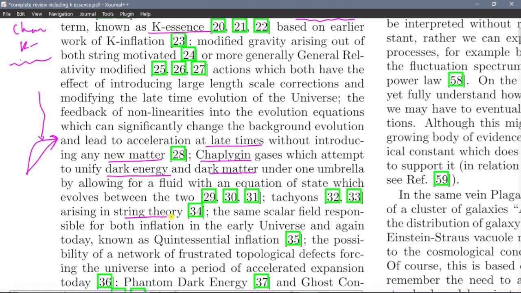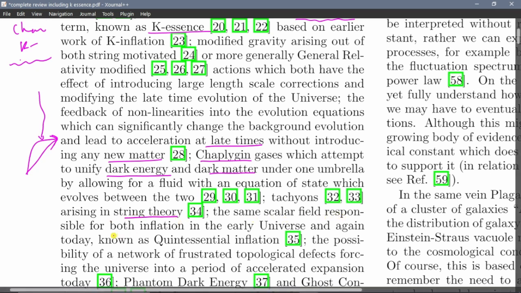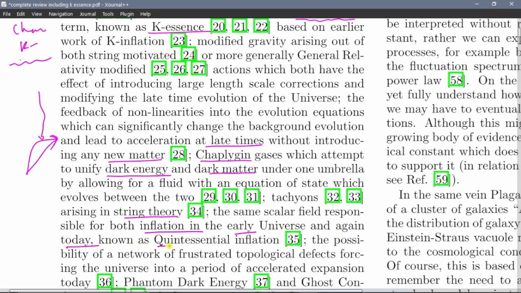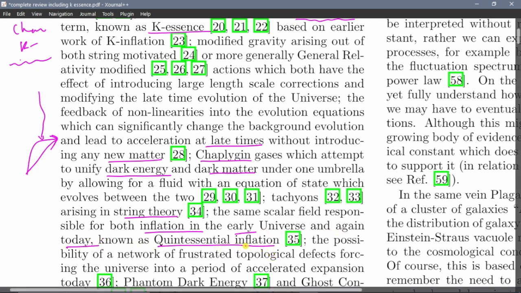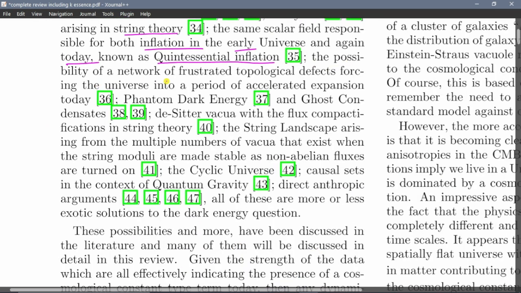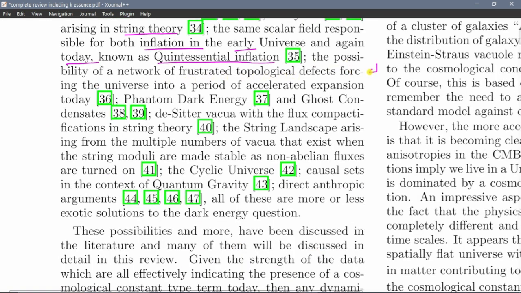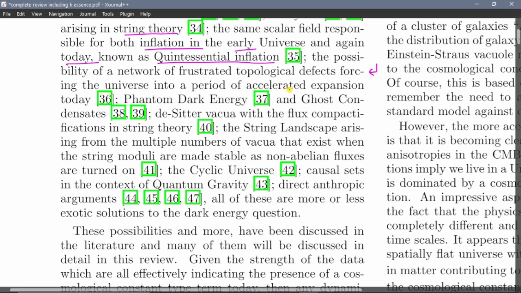Tachyons arising in string theory, the same scalar field responsible for both inflation in early universe and again today, known as quintessential inflation. The possibility of network of frustrated topological defects forcing the universe into period of accelerated expansion today. Phantom dark energy and ghost condensate, de Sitter vacua with the flux compactification in string theory.